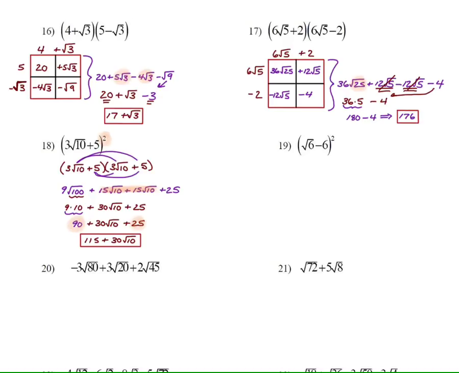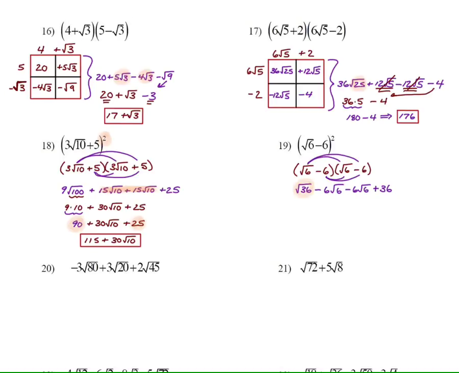Then number 19, I would do the first step the same as I did before, which is write that binomial times itself. And then I have to distribute that. Whether you want to draw a box or draw arrows, that's totally up to you. I'm going to draw the arrows rather than draw a box, just because I want to show both methods a couple times. So root 6 times root 6 should be root 36. And then root 6 times negative 6 would be negative 6 root 6. Negative 6 times root 6 is negative 6 root 6. And then negative 6 times negative 6 should be positive 36.